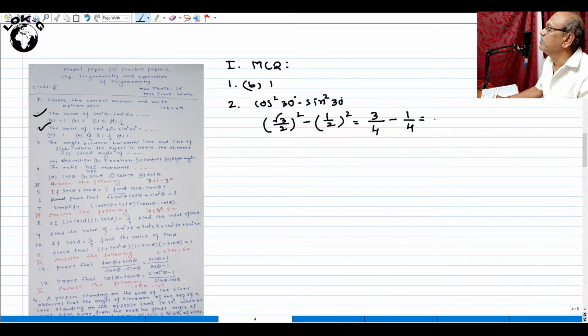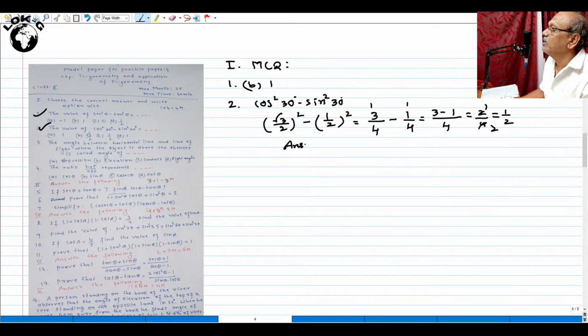If you take the LCM, what is the LCM? The LCM is 4. 3 minus 1 is 2 by 4. If you cancel, 2 ones are 2, 2 twos are 4, so you are getting 1 by 2. Therefore, the correct answer among the given options is C, that is 1 by 2, to get the full marks.